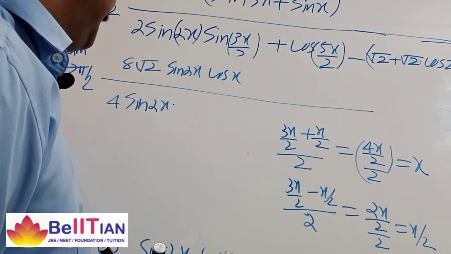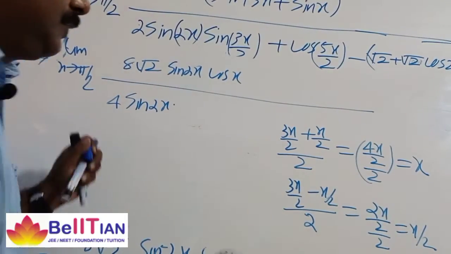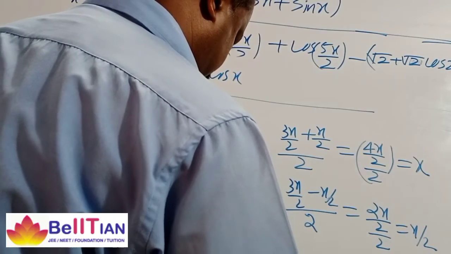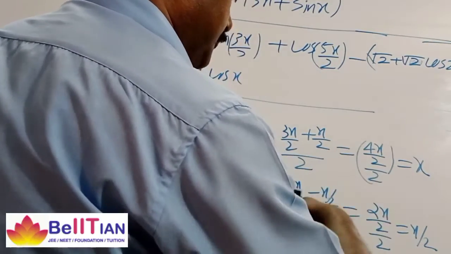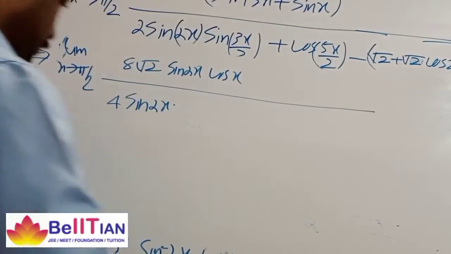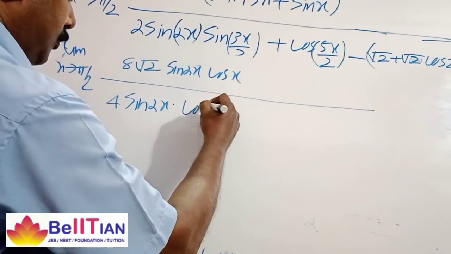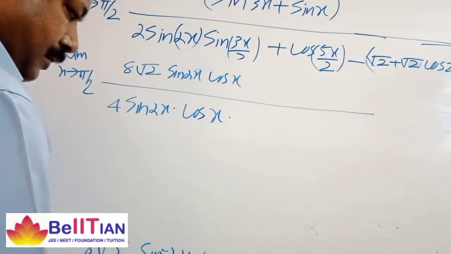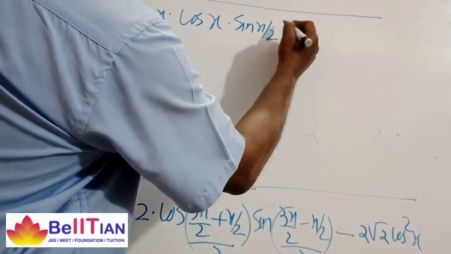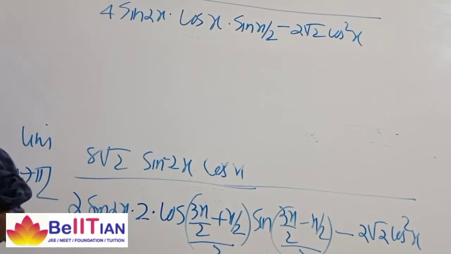So this is equal to sine x and x by 2. So this is 4 sine 2x into cosine of x into sin x by 2, minus 2 times root 2 cos square x.